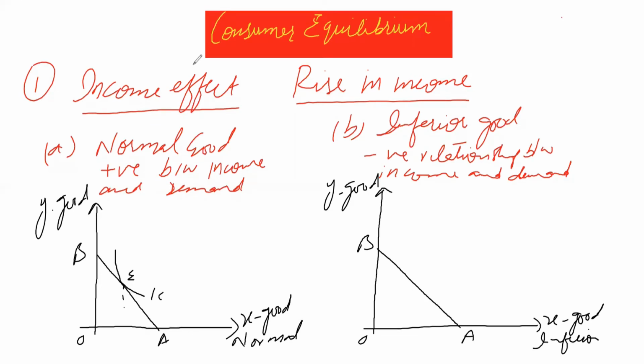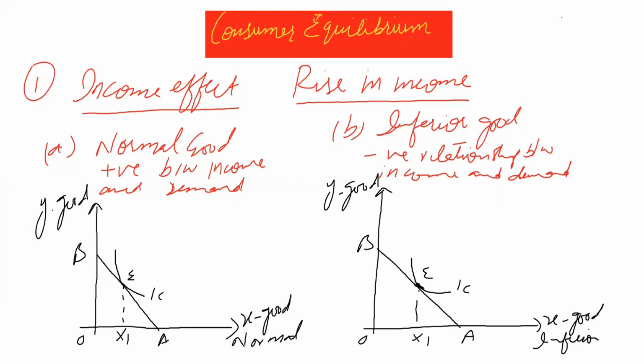Draw an equilibrium point at point E, where the budget line is tangent to the IC curve, and the consumer purchases x1 quantity of normal good. Repeat the same process in the right hand side graph. Draw an indifference curve, and the budget line is tangent to the IC curve at point E, where the consumer purchases X1 quantity of inferior good. Now what will happen if there is a rise in income of the consumer?